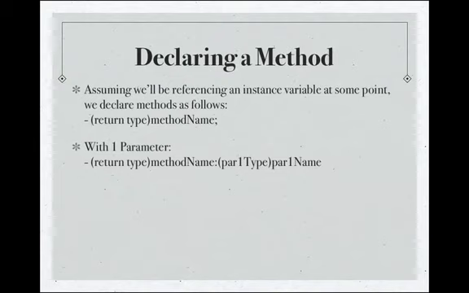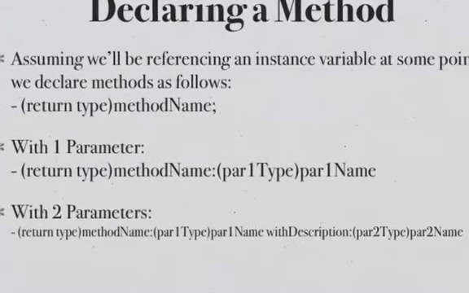Now, if we were going to use parameters, we would put the return type, the method name, and then after the method name, we would include the type of our parameter and then the name of our parameter. Now, with two parameters, it gets a little tricky because we actually have to put a description before the second parameter. What I mean by that is, take a look at this example.